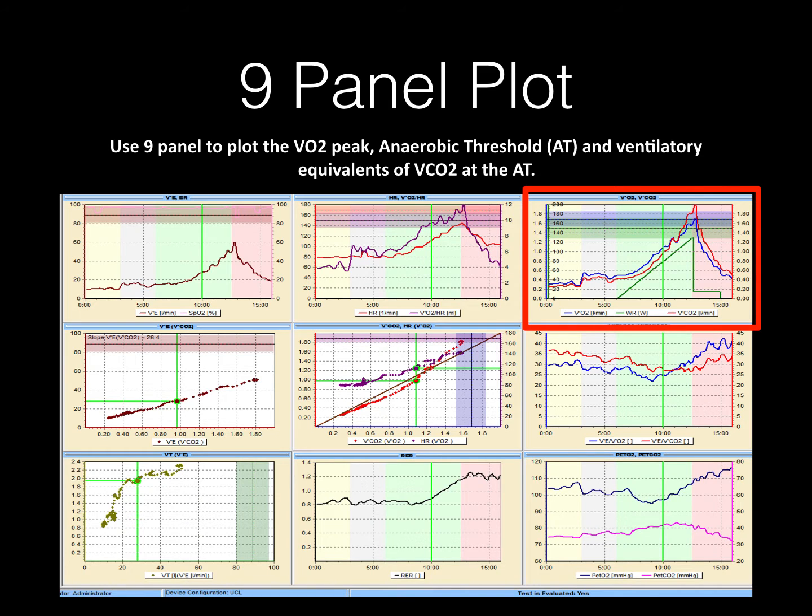This is a screenshot of the 9-panel plot. As you can see, clearly there are 9 panels, numbered 1 top left to 9 bottom right. The one we're going to focus on is plot 3.